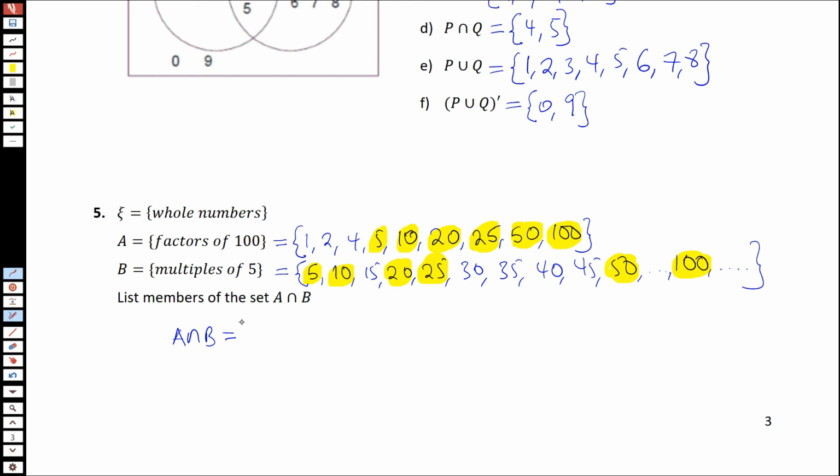So this will be given by these elements, and we just need to list them because it's a set of elements that are in both A and B. We have 20, 25, 50, and then 100.